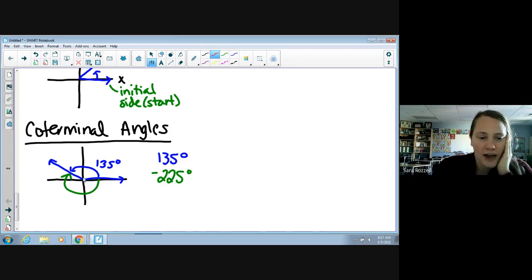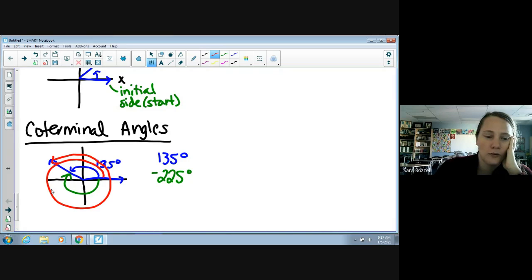Okay, so we're going to have the same beginning and ending, but for this next one that we're going to do, we're going to loop all the way around the circle first. So I'm going to do this one in red. It's going to be kind of messy. So I'm going to start here, going all the way around the circle, and then I'm going to stop at that point. So I've gone all the way around the circle once, and then I go 135 degrees to end at that same specific point.